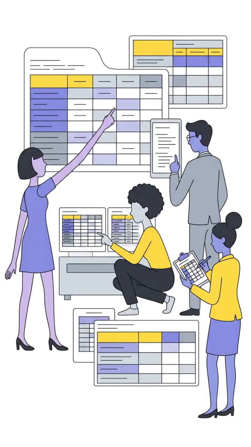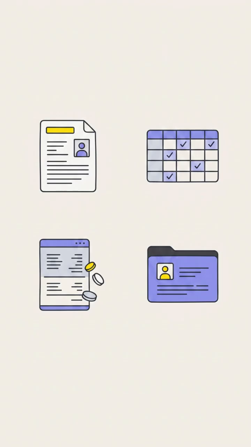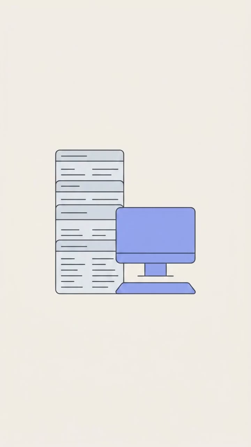Other examples include student records, attendance sheets, bank account details, employee databases. Since the data is well organized, computers can process it very quickly.